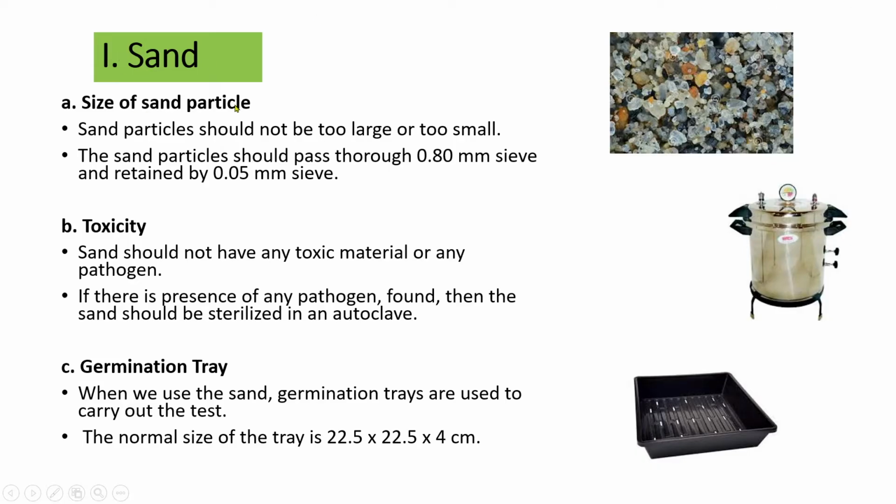So let's discuss the first kind of substratum, which is sand. What are the factors we have to look out for? The size of the sand particle: what kind of sand, what size is recommended. Sand particles should not be too large or too small. They should be of optimum size, and should pass through a 0.8 mm sieve and be retained by a 0.05 mm sieve.